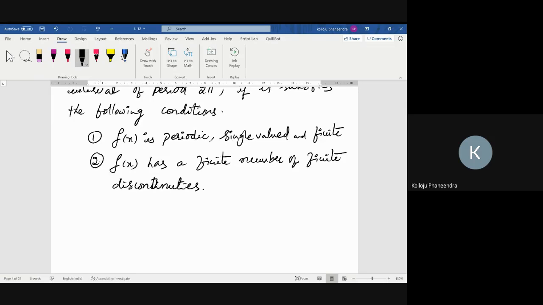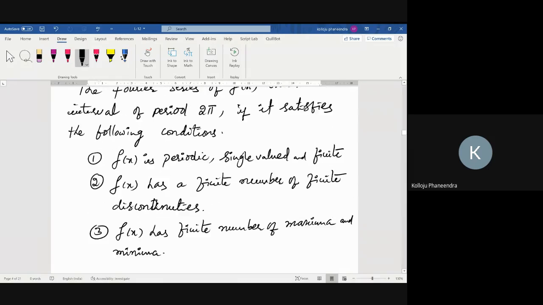Finite number of finite discontinuities. And the third one is that f of x has a finite number of maxima and minima.